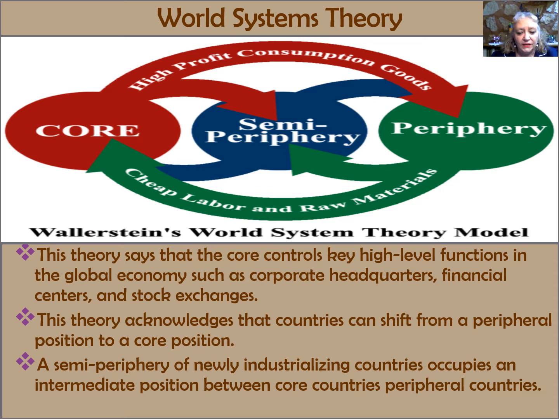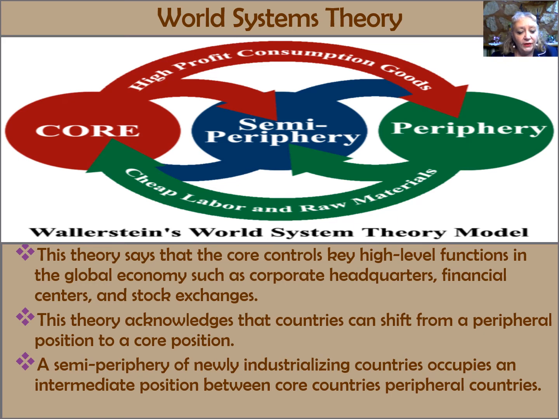So this theory says that the core controls key high-level functions in the global economy, such as corporate headquarters. I'll bring Nike back into this again. Nike's not the only one. I'm sorry I keep picking on it, but it's one that you will probably remember and you could use it as an example. Their headquarters are in the core, and their financial centers are in the core, and their stock exchanges are in the core, but not their factories.